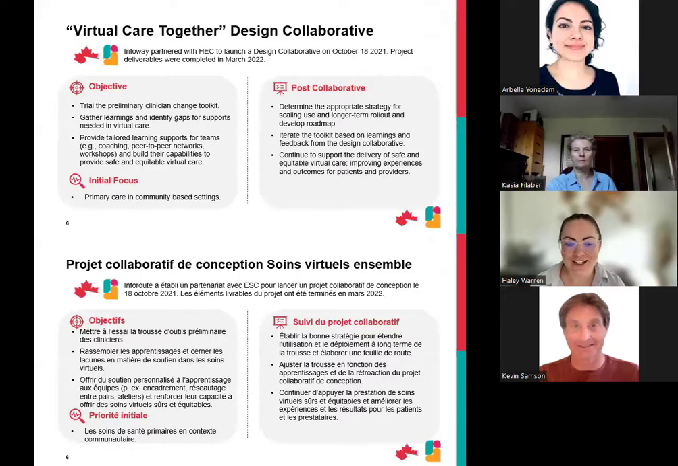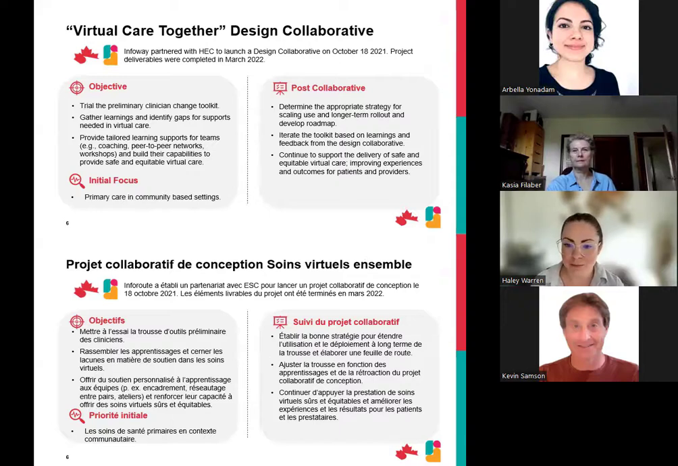So Healthcare Excellence Canada and Canada Health InfoWay partnered to launch the Virtual Care Together Design Collaborative in October of 2021, and it ran until March 2022. And we focused in on community-based primary care settings. The design collaborative was really meant for HEC and InfoWay to understand what was needed in the space of virtual care through a few different mechanisms.